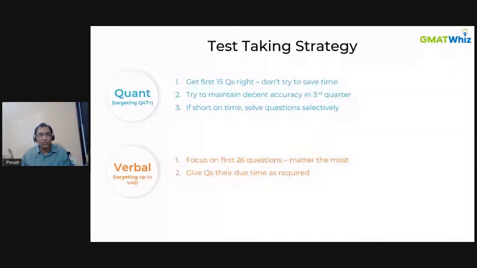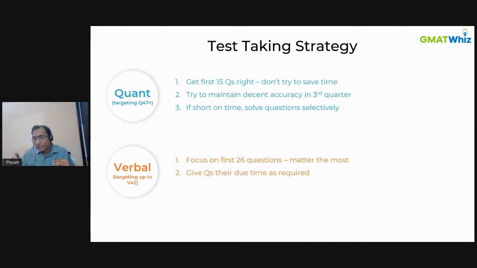I'm not asking you to spend 2.5 minutes on an easy question. An easy question probably needs 1 minute 30 seconds at max, or maybe 1 minute 40 seconds. So you give it its due time. A hard question, on the other hand, might take you 2 minutes 10 seconds, 2 minutes 15 seconds, sometimes 2 minutes 30 seconds as well. But give the hard question its due time. It is a hard question for a reason.